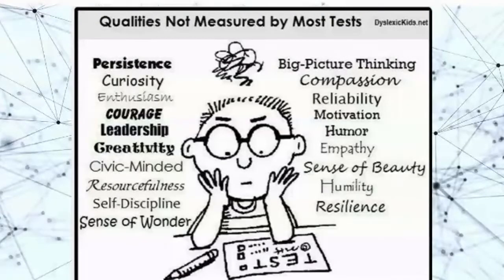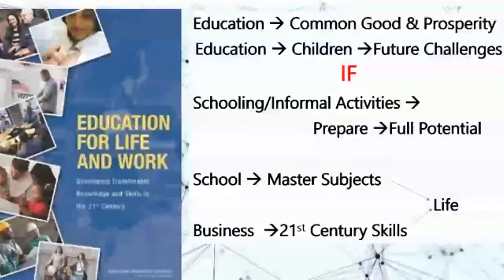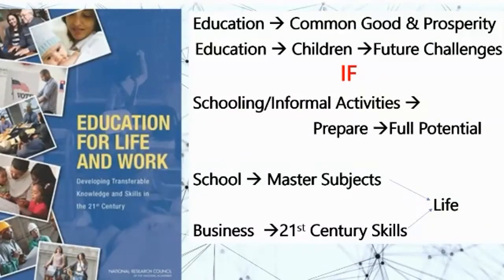So as we think about this, this is a really long quote, and I've highlighted a couple of words. And I have no intention whatsoever of trying to have people read through all of this, because it summarizes down to the following. It comes from Education for Life and Work, which was released by the National Academies. And basically, the quote in the book has as the premise, education is for the common good and leads to prosperity. Education is to help children meet their future challenges. I don't think anybody would disagree with that.